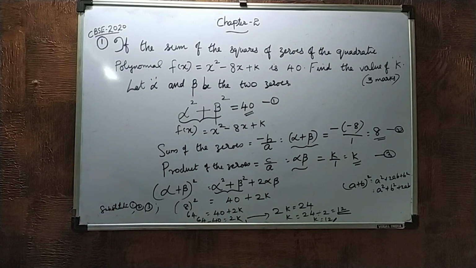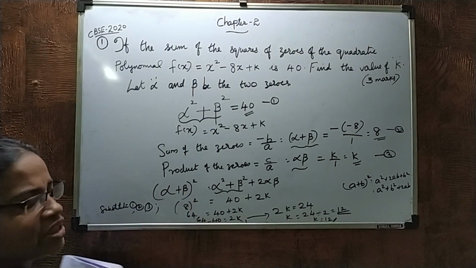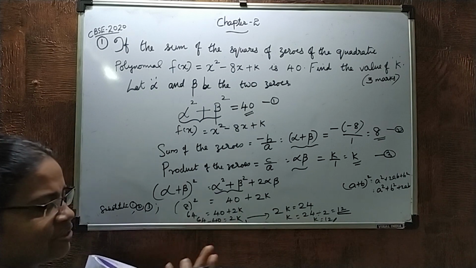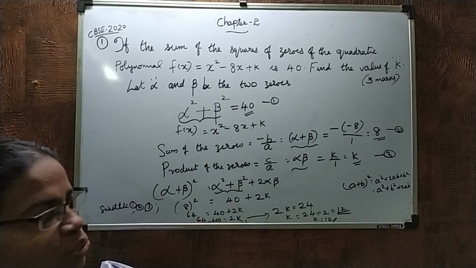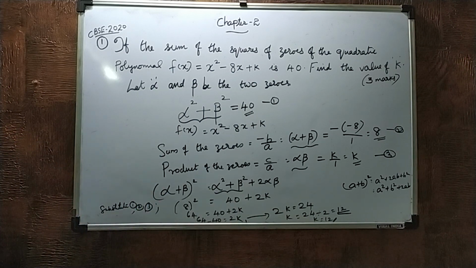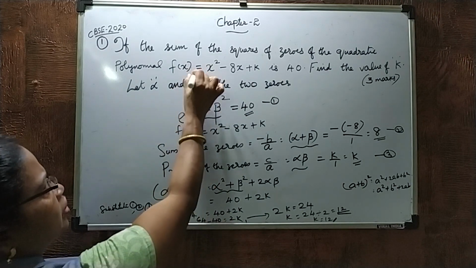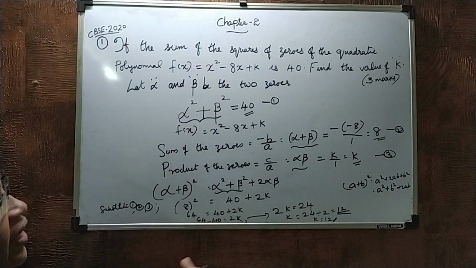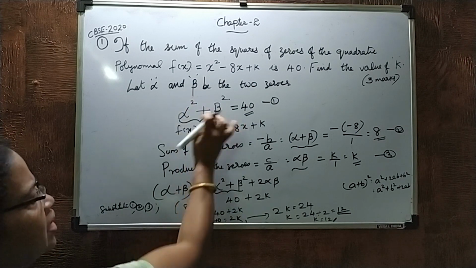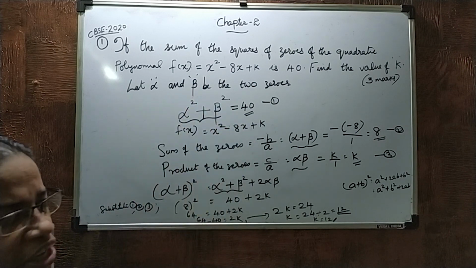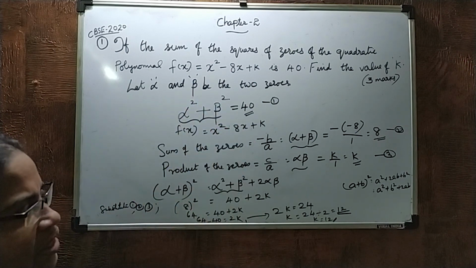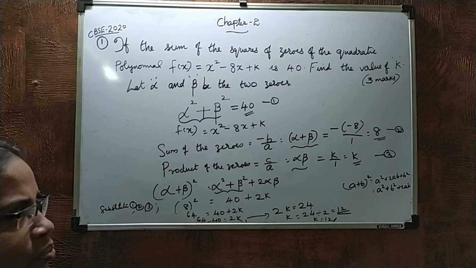Clear now? We used alpha plus beta the whole square, and only then you get the answer. That's why just think about it and then do it. So what things are given? Sum of the squares of the zeros. First you find the zeros, let alpha and beta be the zeros, then squares and then sum. So it is 40, already given. Then f of x is given. Then we have to find the sum of the zeros.